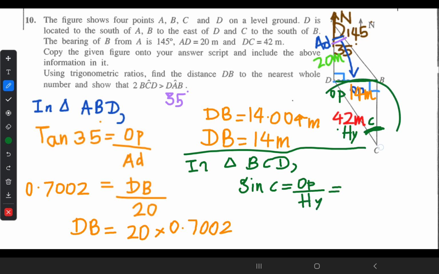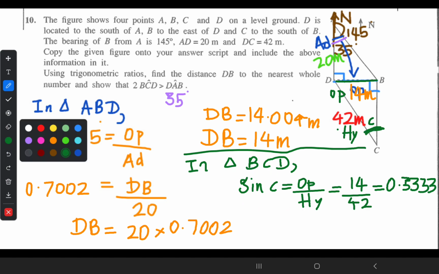Look at the below triangle carefully. The opposite side is 14 and the hypotenuse is 42. When we divide that, it gives 0.3333. You should keep it up to the fourth decimal point because in tables we can use values up to the fourth decimal. Here the angle we have to find is C.